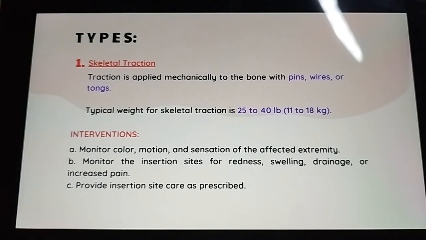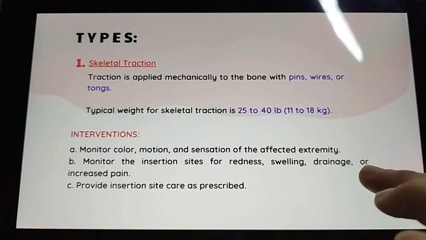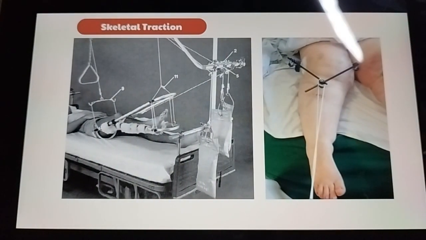Special considerations kapag merong skeletal traction ang ating patient. You monitor the color, motion, and sensation of the affected extremity. You monitor the insertion sites for redness, swelling, drainage, or increased pain. Baka mamaya nag-i-infect na yung site. And provide insertion site care as prescribed. Kasi yung pins doon, yung nakalabas, nililinis yun, depende din sa order ng doktor. So ganito yung skeletal traction. Yan yung mga pins niya, di ba? So yung dyan na part, syempre nililinis yan.